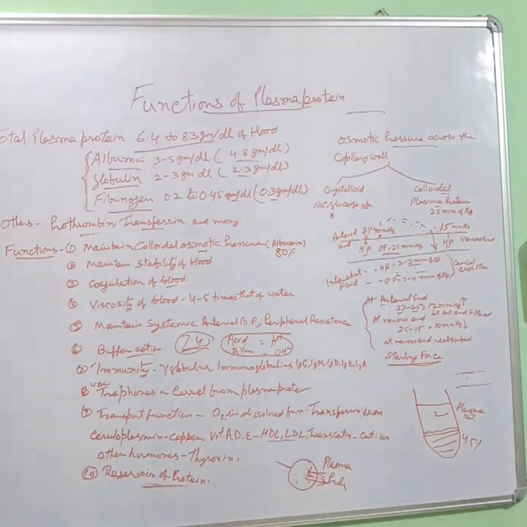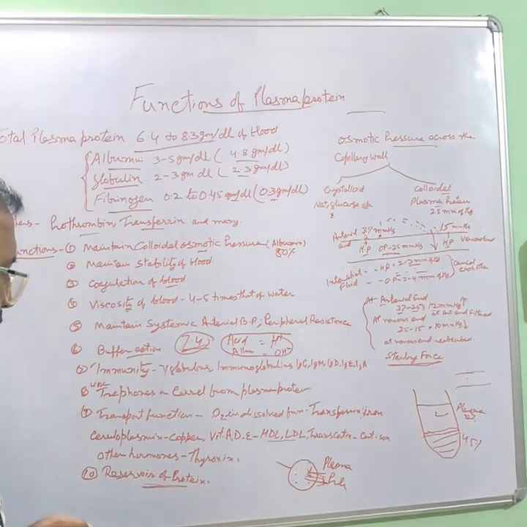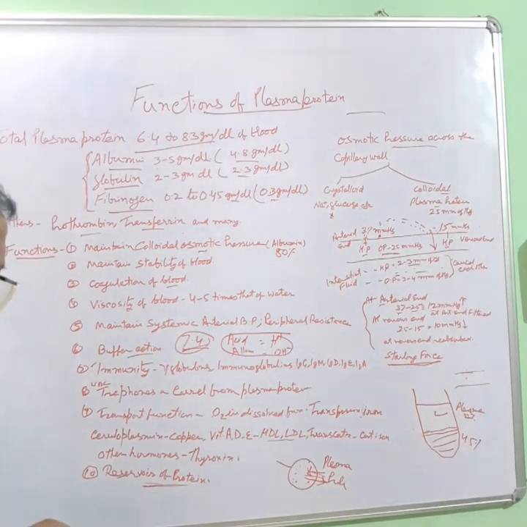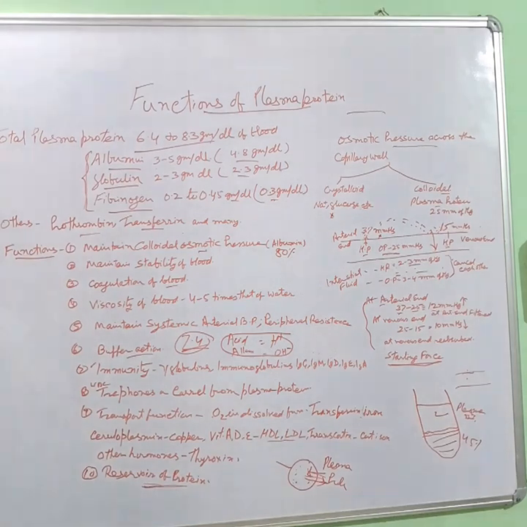What are the functions? Number one, colloidal osmotic pressure, which is mainly due to albumin, maintain stability of blood, coagulation of blood, viscosity of blood, maintain systemic arterial pressure by peripheral resistance, buffer action, immunity, trephones and chiral formation from plasma protein, transport function and reservoir of protein. These are the functions of plasma protein. Okay.